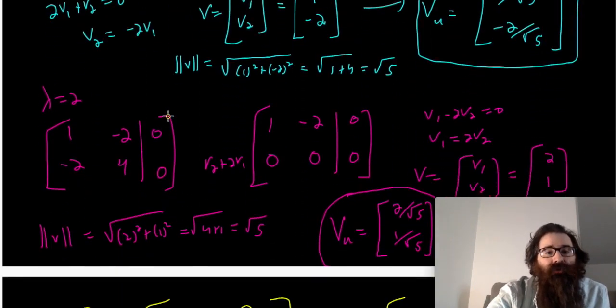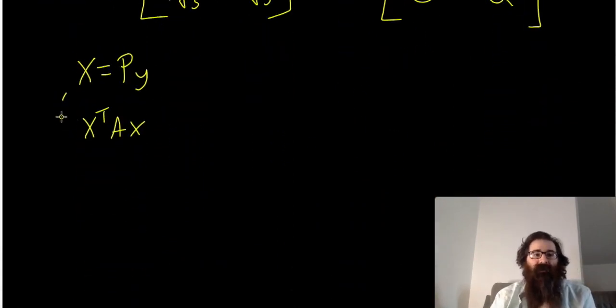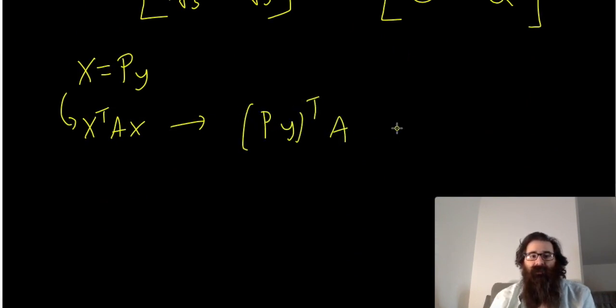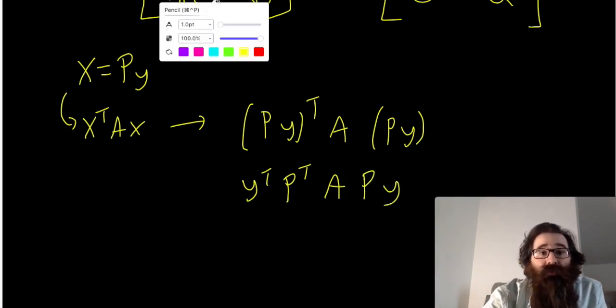And now I want to make a substitution, letting x be equal to p times y. If I make that substitution, then instead of x transpose, it's py transpose, times a times, instead of x, it's p times y. Now, a product being transposed is the product of the transposes in the reverse order. So py transpose is the same as y transpose p transpose times a times p times y. And now we're going to get a really nice result.